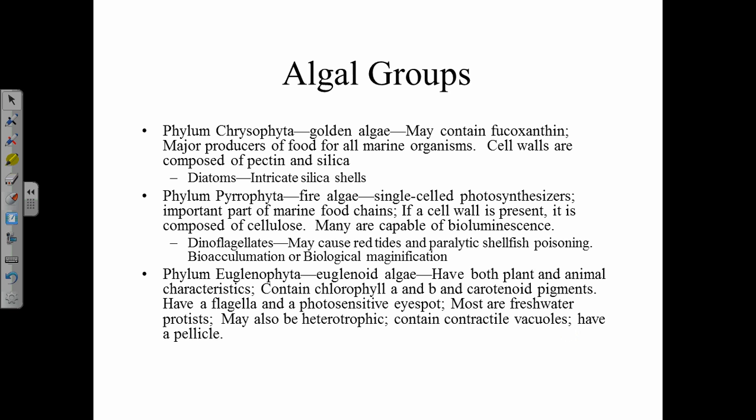All right, we talked too a little bit about algae and how you've got the golden algae in a group called Chrysophyta. These things, the most famous one are the diatoms. And these have really crazy looking silica shells, glass shells essentially. They are probably the most important producers in the ocean. They do more photosynthesis than anything else. Really, really important part of the food chain.